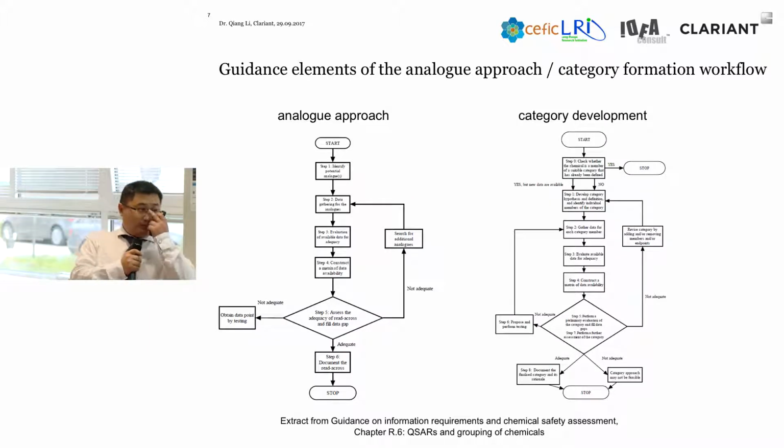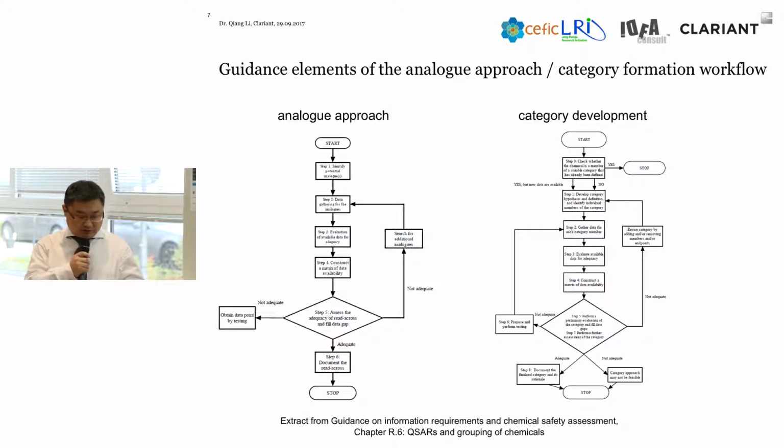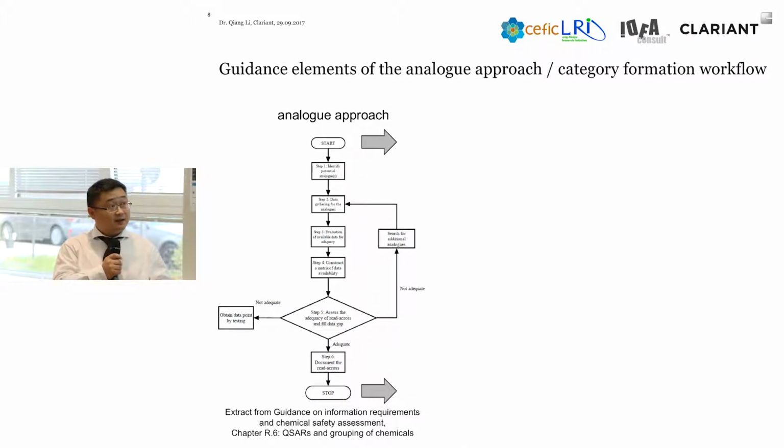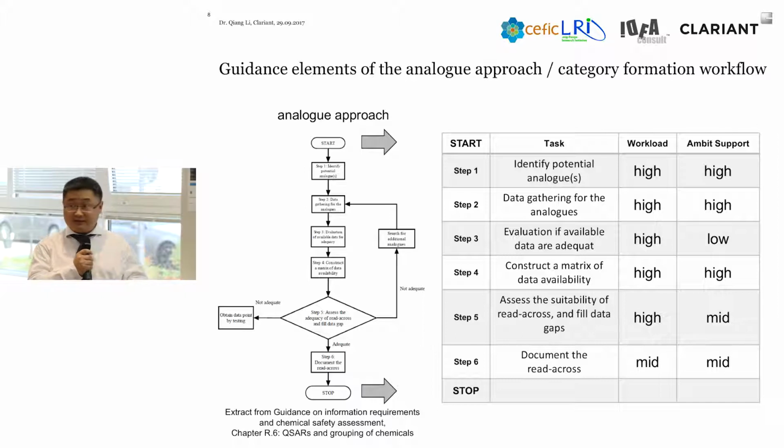ECHA has already published much guidance on the QSARs and read across approaches. For example, here are the workflow charts from ECHA guidance, the 6-part QSARs and the grouping of chemicals. So it describes the flow charts of analog approach and category development. So it contains several steps. Looks very nice. So if we look closely at the analog approach, it generally has 6 steps.